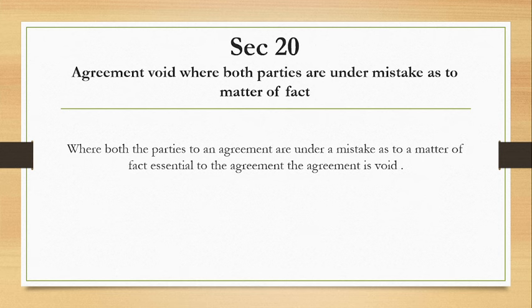Well, there are some sections which give us insight about void and voidable contracts. As per section 20 of the Indian Contract Act, an agreement is void where both parties are under a mistake as to a matter of fact. Sometimes it happens that two parties agree, there was no malafide intention among them, but they had incorrect knowledge of the fact over which they were doing the transaction. Such agreements are void. Where both the parties to an agreement are under a mistake as to a matter of fact essential to the agreement, the agreement is void.